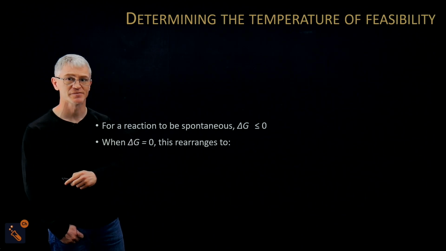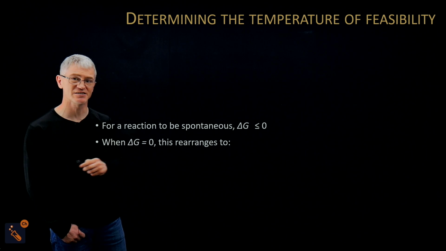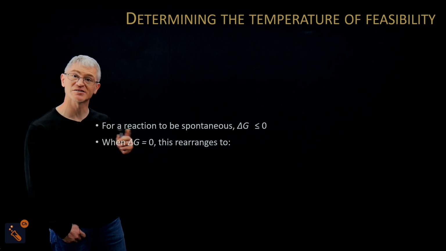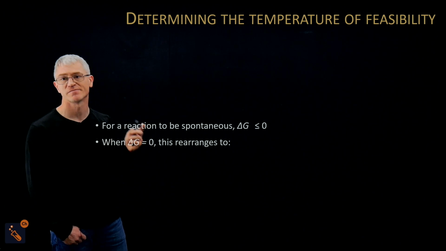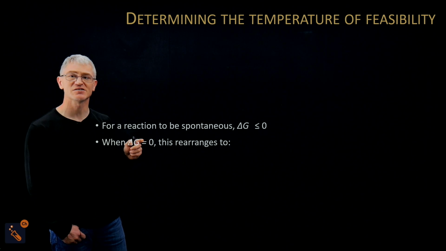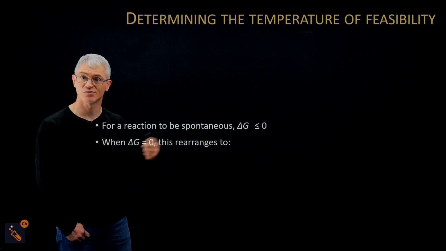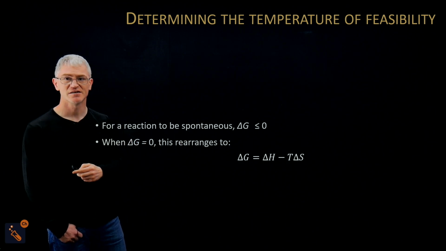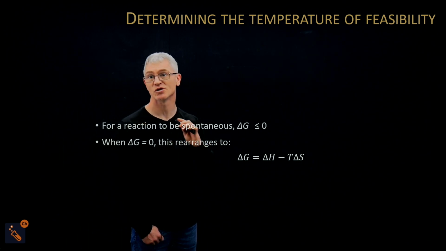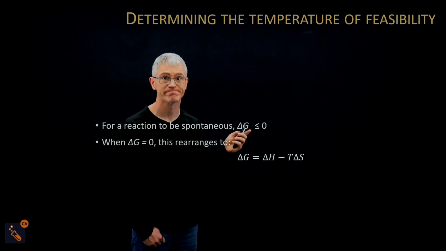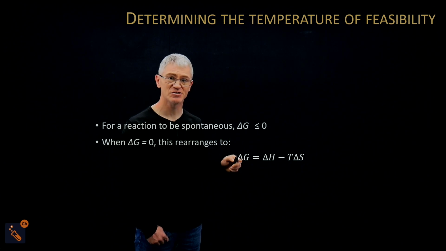Really important point. Now, for the reaction to be spontaneous, delta G has to be less than or equal to 0. So if we want to know when something is spontaneous, to determine the temperature at which it is feasible, we just set the delta G to 0 because that's the point at which it becomes feasible. It's rearranged to this. Now, I'm going to describe this to you as if you're not a mathematician, because I'm not. If delta G is equal to 0, it looks like that.